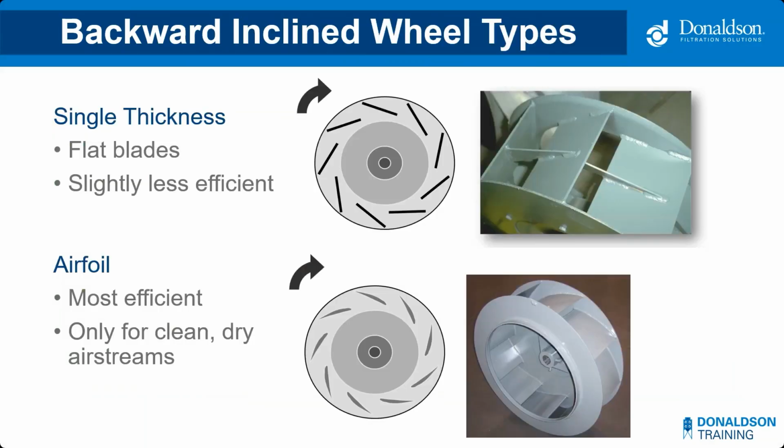The two most common backward inclined wheel types used in dust collection are the airfoil and the single thickness blade. That TBI fan is a single thickness blade. While it's slightly less efficient, that single thickness blade can be used with dry or moist airstreams. The airfoil is a more delicate blade. It's usually pretty thin and it's hollow, and it's most efficient, but really can only be specified for clean, dry airstreams.